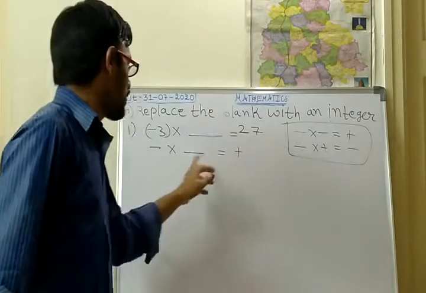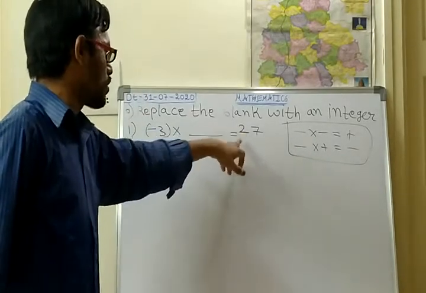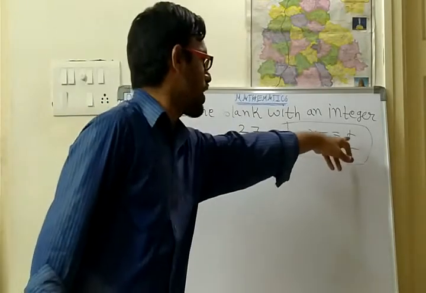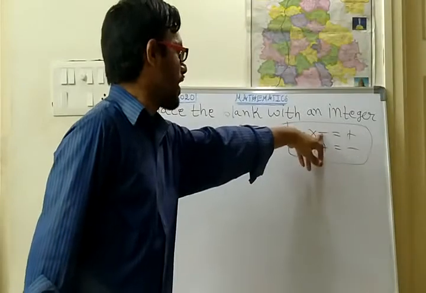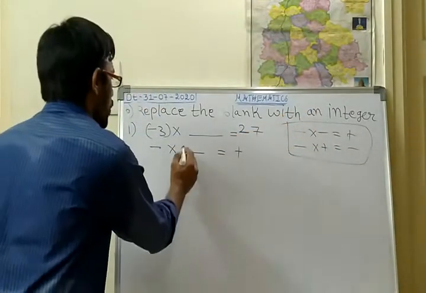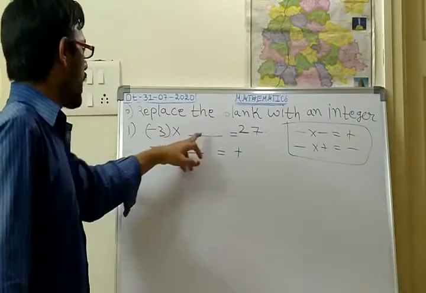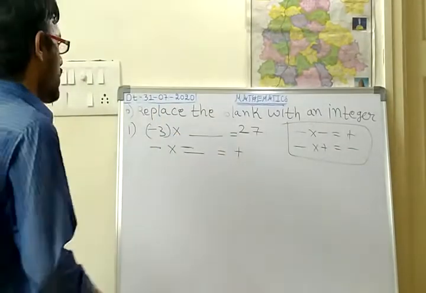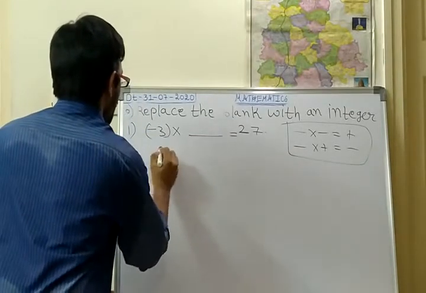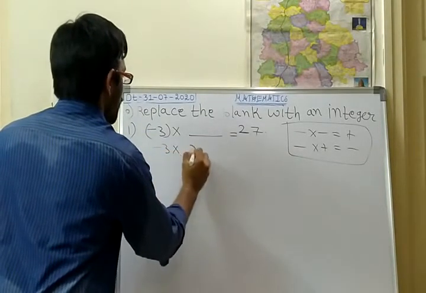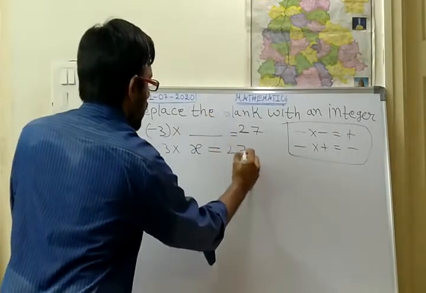The second one we don't know. What is the result? The result is positive, plus 27. So the second one should also be negative only. Minus 3 into dash is equal to 27, he is asking. For this, minus 3 into x, since we don't know it, is equal to 27. We have to find this x.